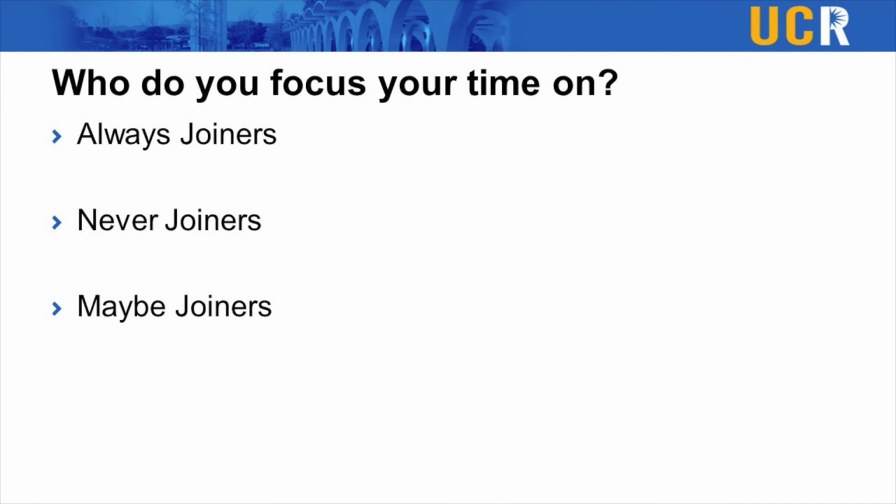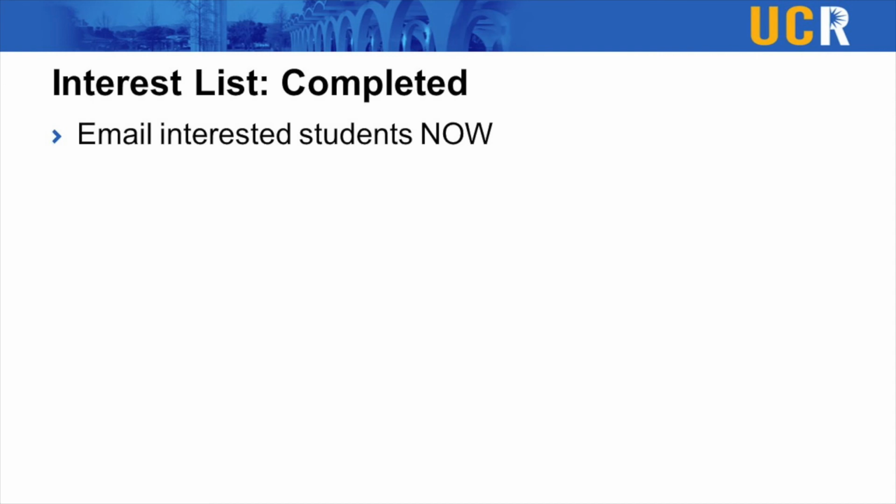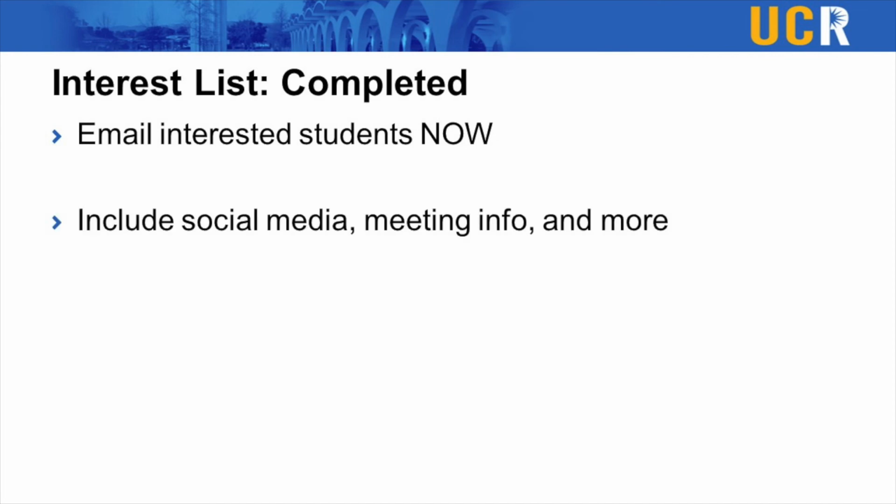Now, at some point, you'll end up with an email interest list. Maybe after orientation, maybe after an involvement fair. But what should you do with this list? Don't wait to email the students. Throughout the summer, for example, email them and share important social media sites or ask them to contribute ideas through a survey. Keep them engaged. If you know your meeting times, send them those sorts of things.